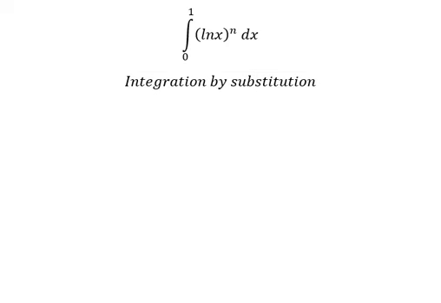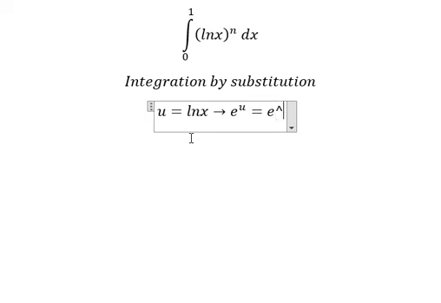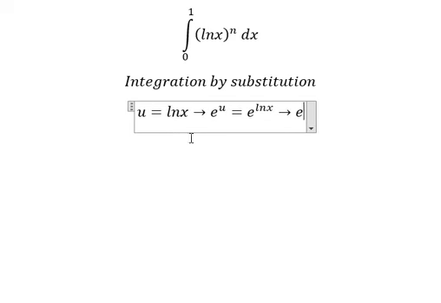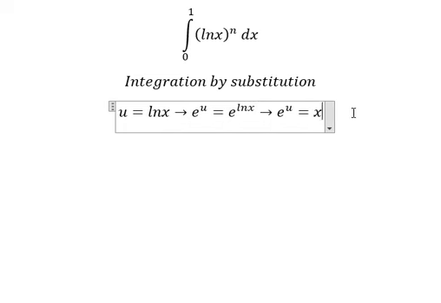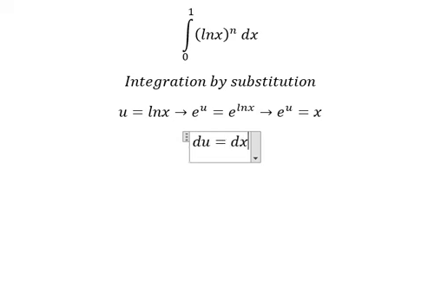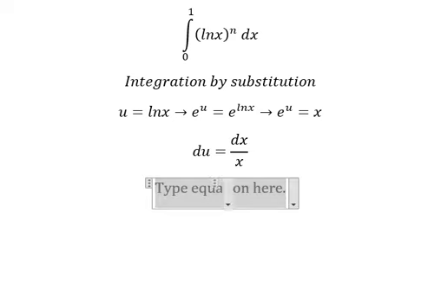So I will put u equals ln s. Later I will put e on both sides. And we know that e to the power of ln s gives you s. Next, we need to first take the derivative of both sides, and we have du equals ds over s. Next, we need to change the bounds.